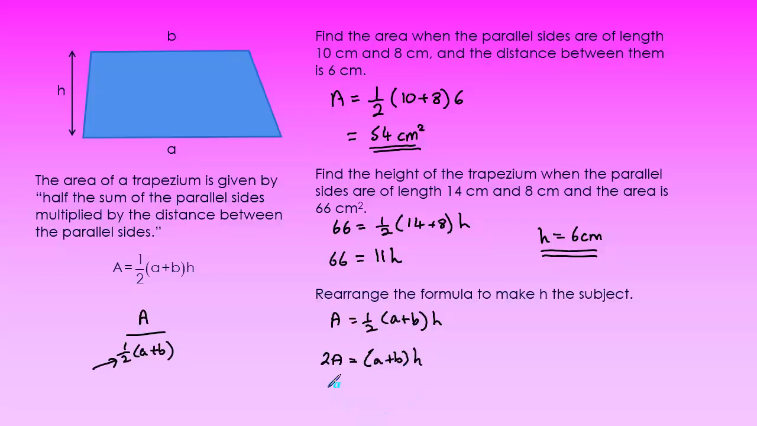Then a plus b, all in a bracket there, is multiplying the h, so divide both sides by that, and then you get 2A over a plus b. And of course you could have got to that same expression from what I've got here, but this would be the best rearrangement of this formula.